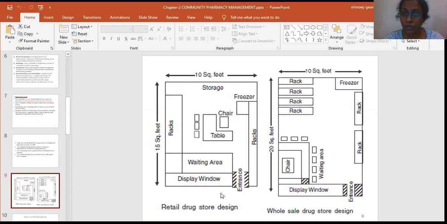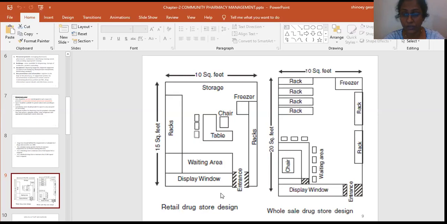Apart from that, more racks as well as a waiting area and tables and chairs can be seen in the wholesale community pharmacy. Comparatively, these things, like racks for keeping the medicines, the waiting area where the customers can come and wait for the medicine, and the display window, will be less in a retail community pharmacy. And whether it is a retail or a wholesale community pharmacy, a proper entrance is very important to attract the customers, as well as the pharmacist who is working should project himself in a professional manner.